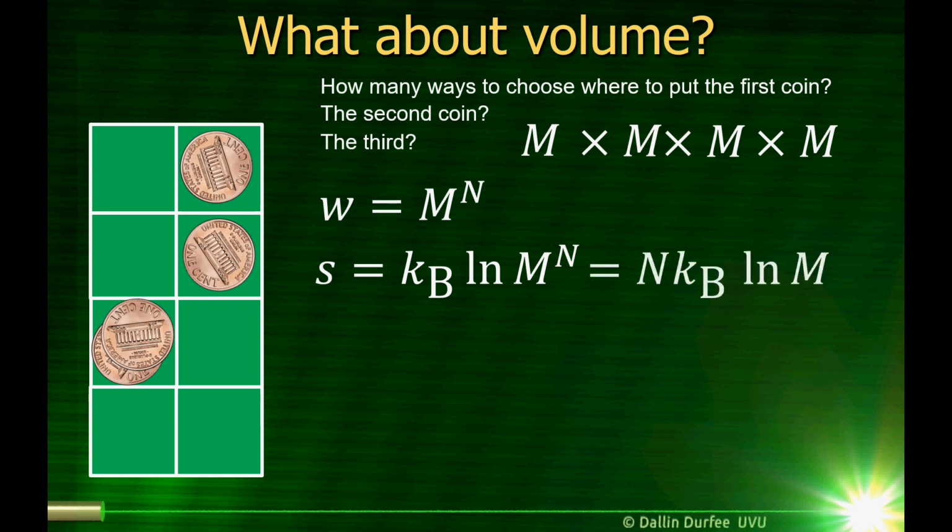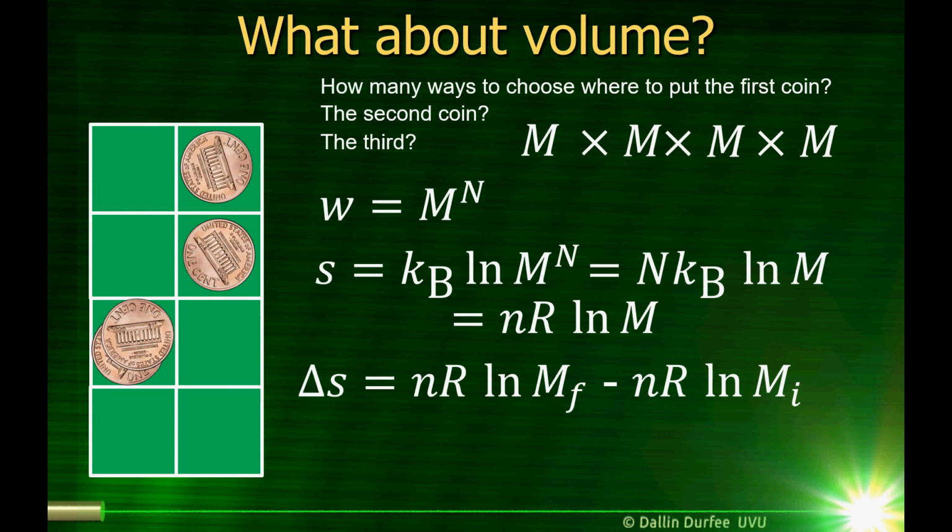All right, so I can use another identity for logarithms where I can take an exponent and move it out in front. So nk Boltzmann times the natural log of the number of boxes. Well, nk Boltzmann is just the number of moles times the ideal gas constant R. So this is just nR times the natural log of the number of boxes.